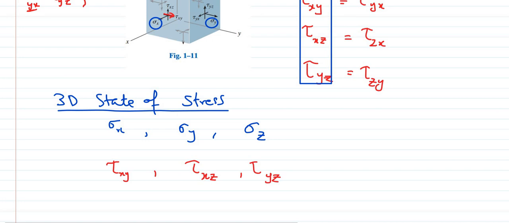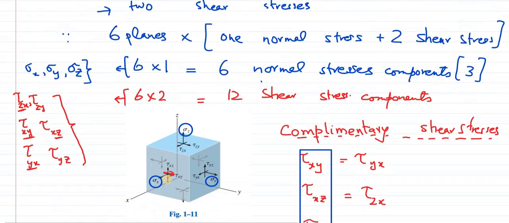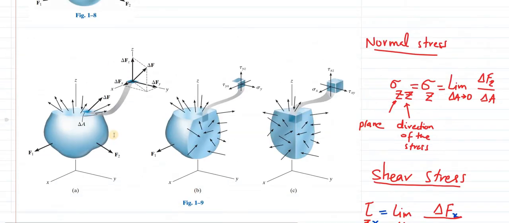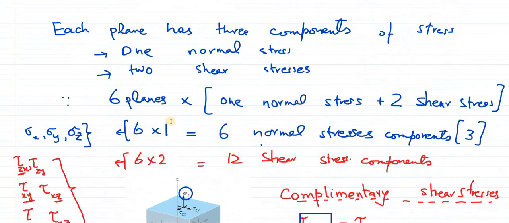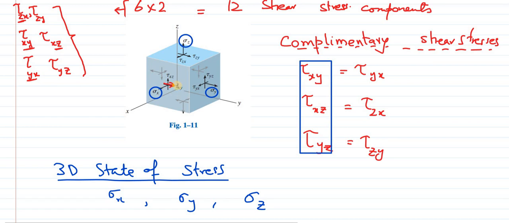All right. So we need to know, if we know these three normal stress components and three shear stress components, we will be able to completely define the three-dimensional state of stress at a certain point. Keep in mind that in this discussion we have established the complete state of stress at this point.